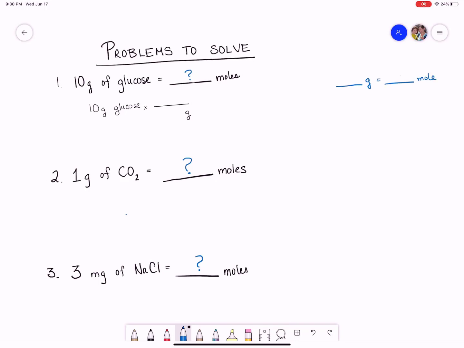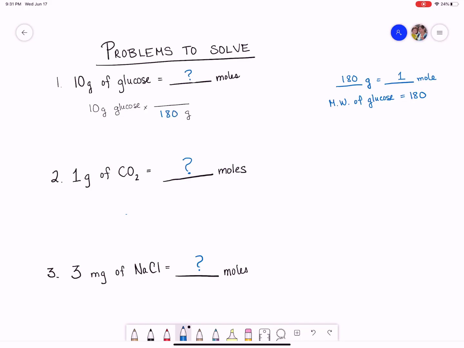Well, this is simply the molecular weight. So the rule is the molecular weight in grams equals 1 mole. We know that the molecular weight of glucose is 180. So therefore, the conversion is 180 grams of glucose equals 1 mole. Now that we have this conversion, we can go ahead and plug it in.